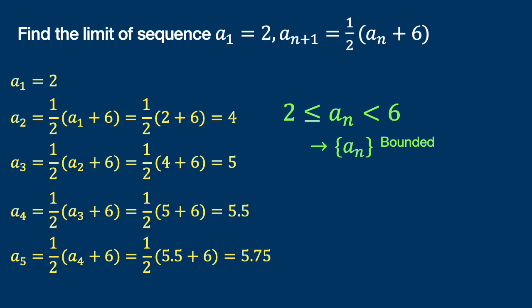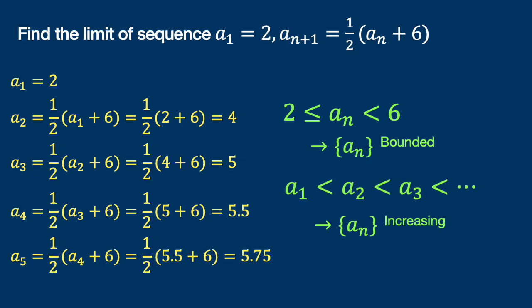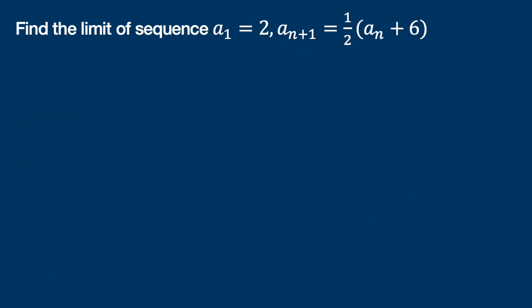But look at the pattern of the sequence: 2, 4, 5, 5.5, 5.75. The sequence is increasing. So the monotone convergence theorem says the limit exists. So let's find the limit of this sequence. We proved this sequence a_n is bounded and increasing, so it has a limit.